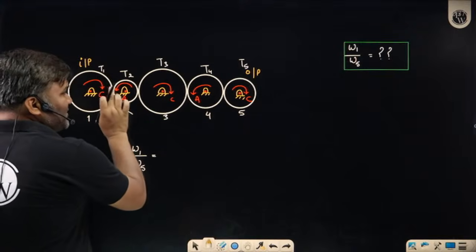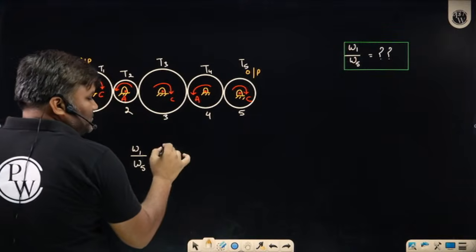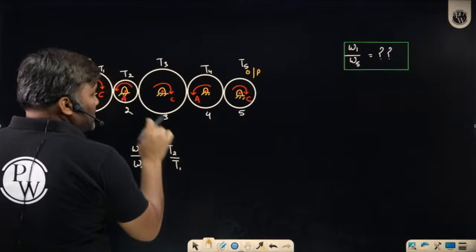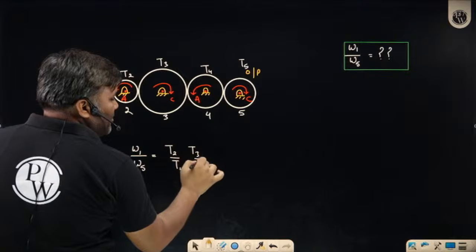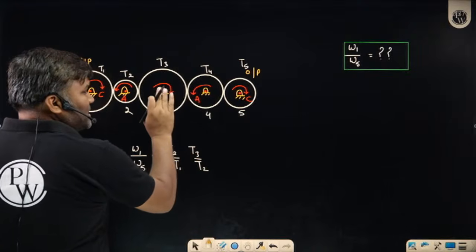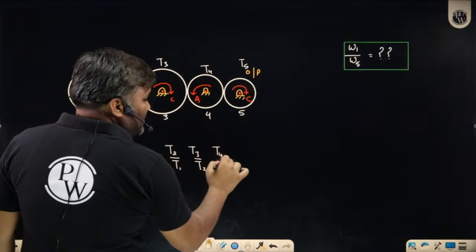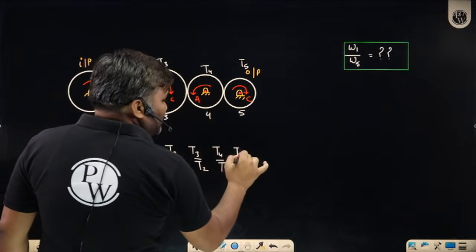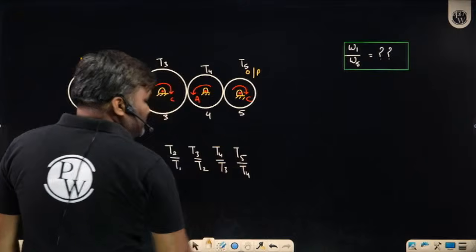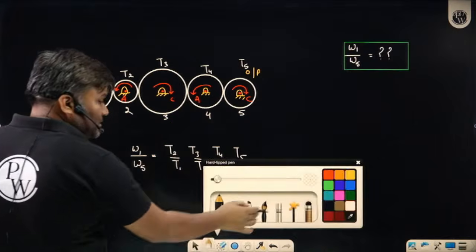So 1 is driving 2, so T2 by T1. Now 2 is rotating, 2 is driving 3, so T3 by T2. Now 3 is rotating, 3 is driving 4, so T4 by T3. Now 4 is rotating, 4 is driving 5, T5 by T4. That's it. Simple thing.